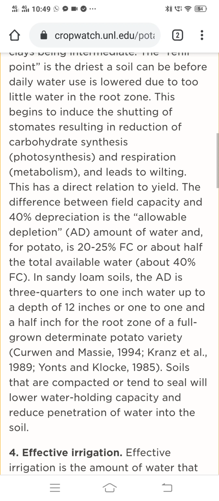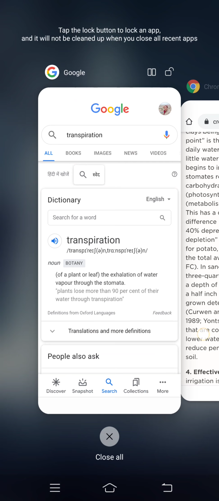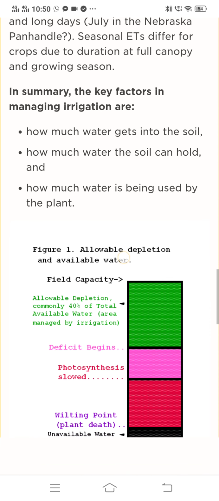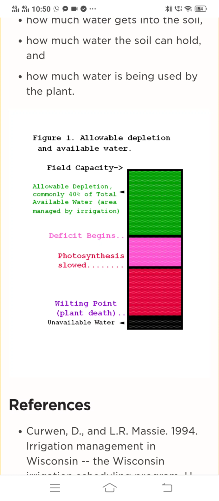and this example is for potato. We can see this figure and understand this. This is the allowable depletion, that is, we can see the green zone means depletion 100%.